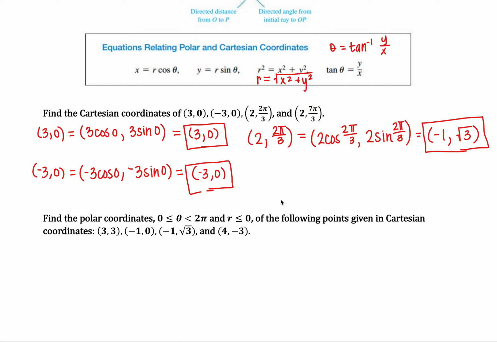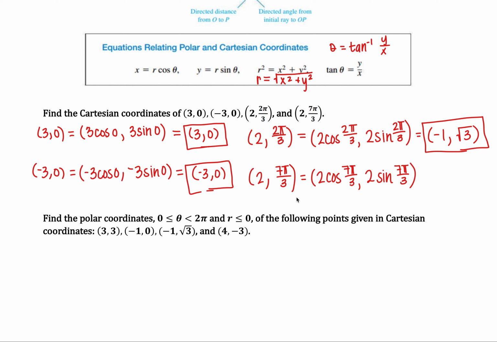So the polar coordinate 2, 2 pi over 3 is equivalent to the Cartesian coordinate negative 1, the square root of 3. And then the last one, we have 2 and 7 pi over 3. And I'll do the same thing. The x-coordinate is going to be 2 cosine 7 pi over 3. And the y-coordinate is 2 sine of 7 pi over 3.